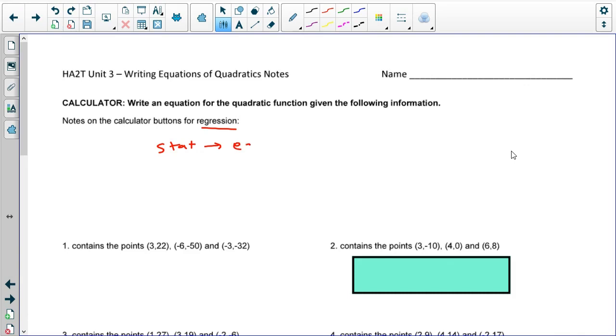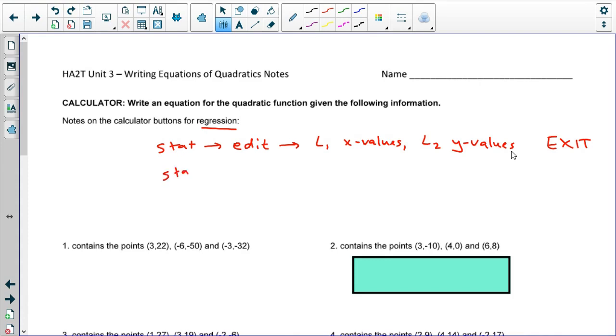Stat, edit, and then you're going to type x values into L1 and y values into L2. Then you exit out. So you hit second and then mode to quit.